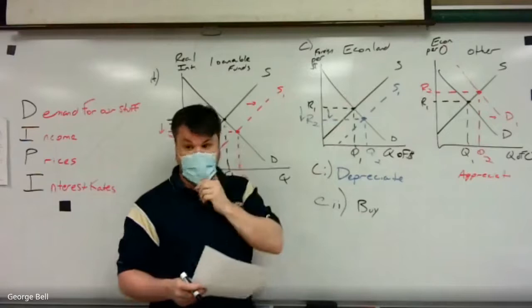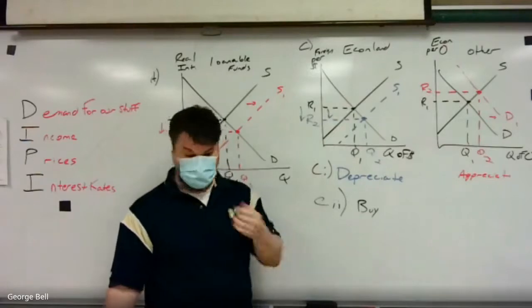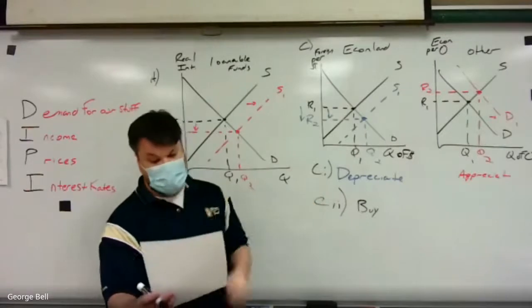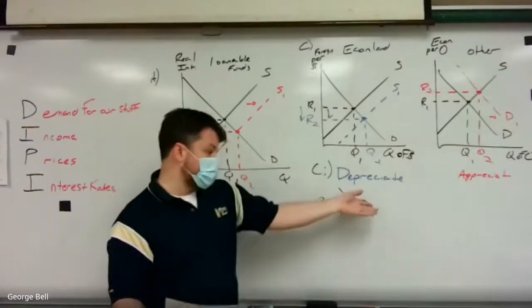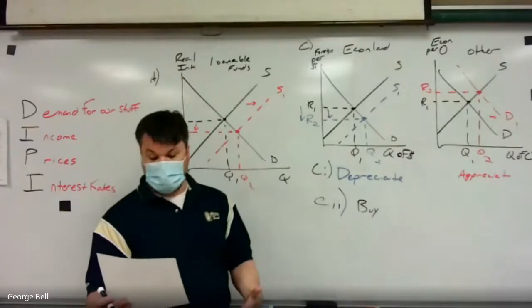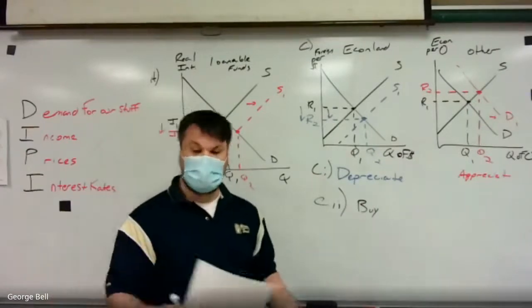Remember, when a central bank takes money, they just put it in a vault or burn it or shred it or whatever, and they'll shift it back this way. Does it say explain? It does not say explain. So for C2, all you would have to do is say buy the currency. So ladies and gentlemen, this is the answer to number 3 from 2019.